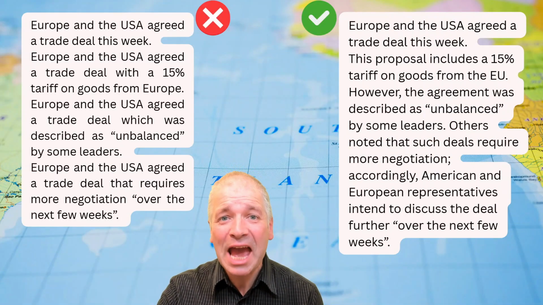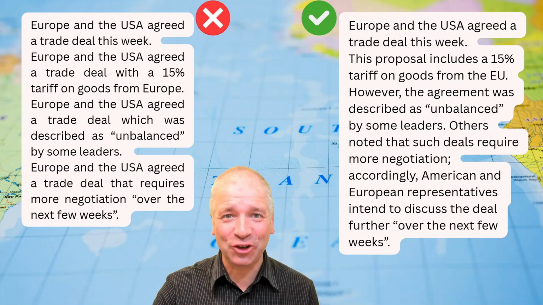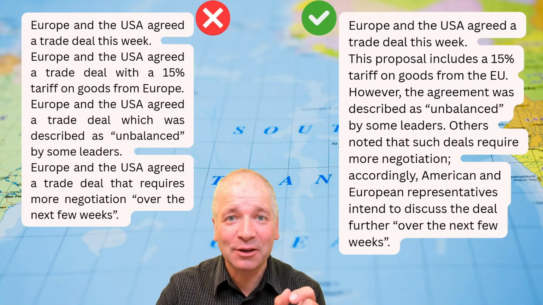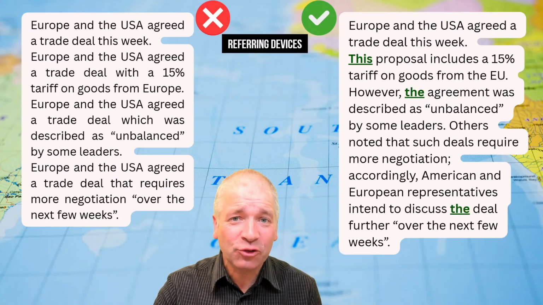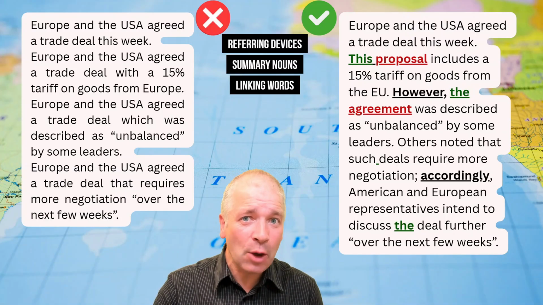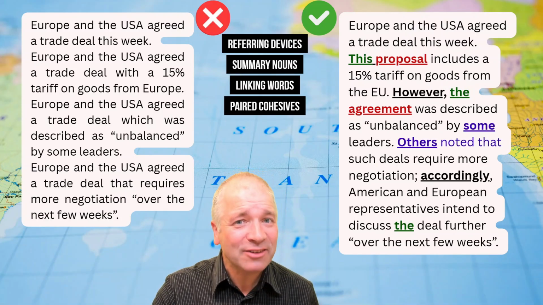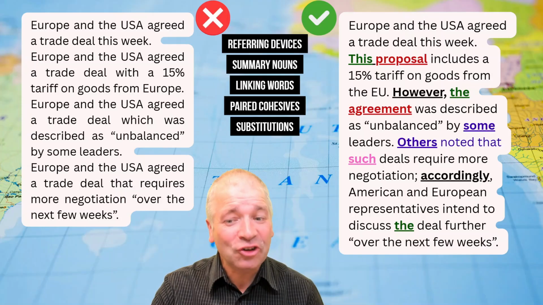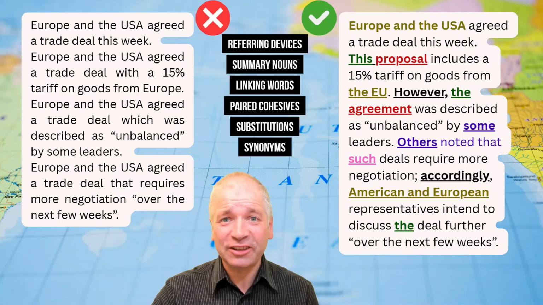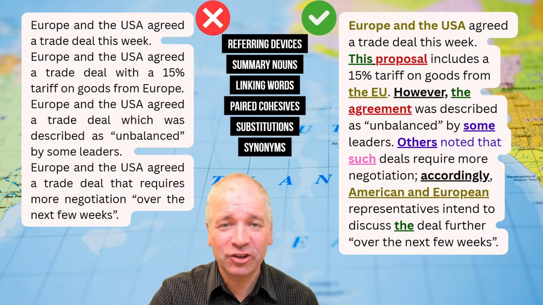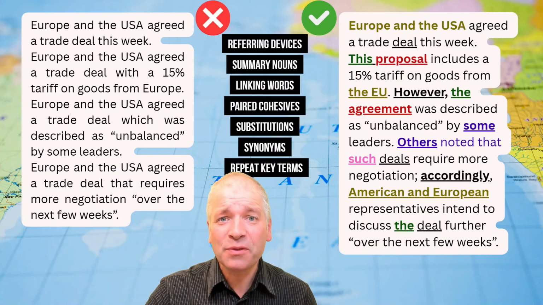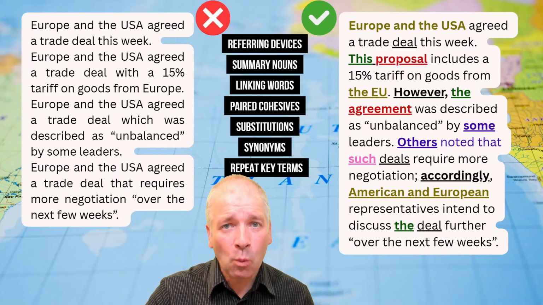So how did we get from a text with no cohesion at all to a text with excellent cohesion, which is also excellent English writing? Well, first we introduced referring devices, then summary nouns, linking words like these, paired cohesives, substitutions like such, and synonyms. But we actually did one more thing that I haven't mentioned yet, and that is we actually kept some of the key terms the same. We repeated the word deal.